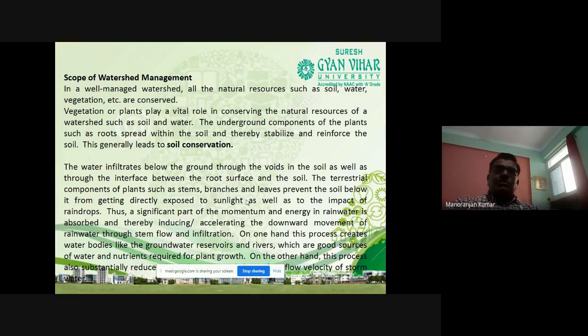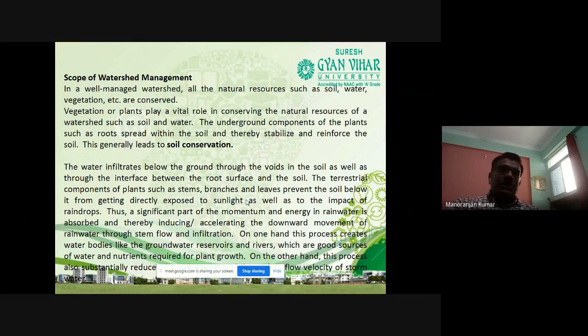If you talk about the vegetation, then vegetation or plants play a vital role in conserving the natural resources of a watershed, such as soil and water. The underground component of the plants, such as the roots, spreads within the soil and thereby stabilizes and reinforces the soil. In this way, you can say it conserves the soil. Also, the water infiltrates below the ground through the voids in the soil as well as through the interface between the root surface and the soil.